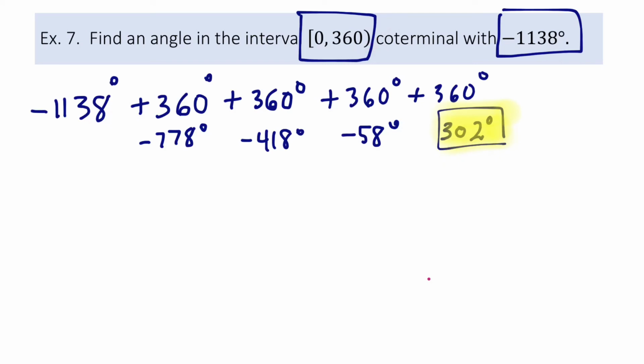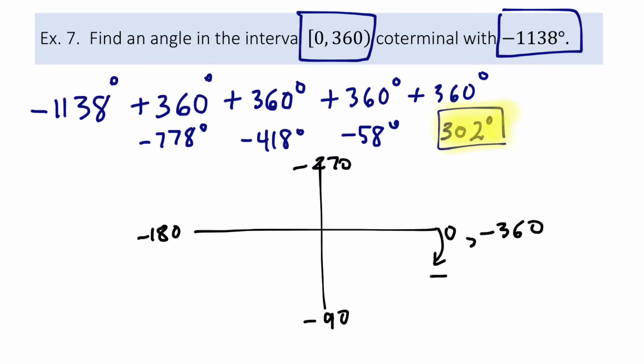So let's see what that looks like on a diagram. Okay, so there's our setup. This angle is a negative angle, so that means I'm going in the negative direction on our coordinate system. This is your initial side.